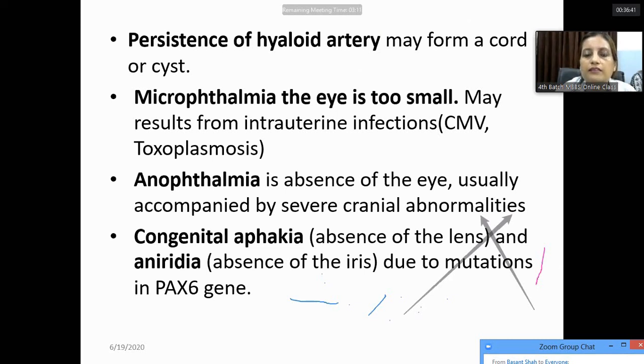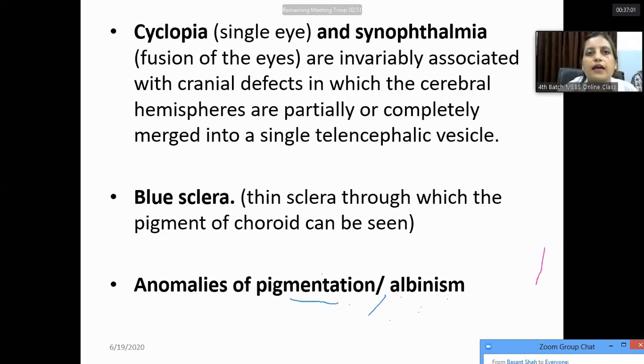And anophthalmia is the absence of the eye, usually accompanied by severe cranial abnormalities. Congenital aphakia is absence of the lens, and aniridia is absence of the iris due to mutations of the PAX6 gene. And cyclopia, where there is fusion into a single eye, is associated with other congenital defects. And blue sclera is a thin sclera, and the anomaly of pigmentation is albinism.